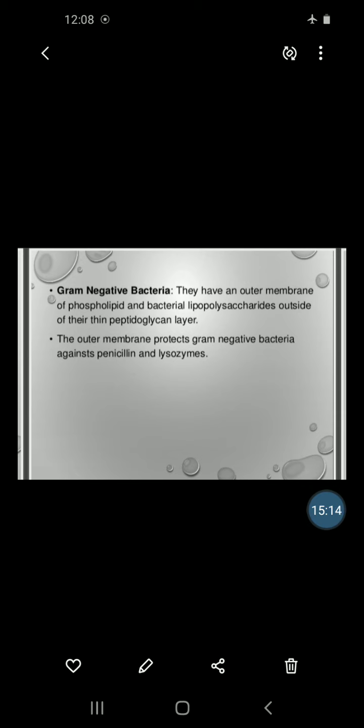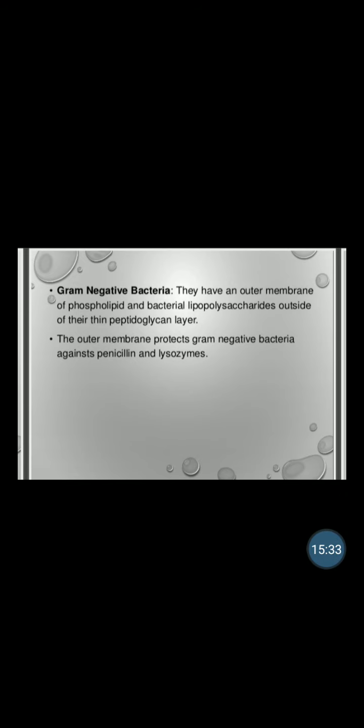Next, that is gram-negative bacteria. They have an outer membrane of phospholipid and bacterial lipopolysaccharide outside of their thin peptidoglycan layer. The outer membrane protects the gram-negative bacteria against penicillin and lysozymes.